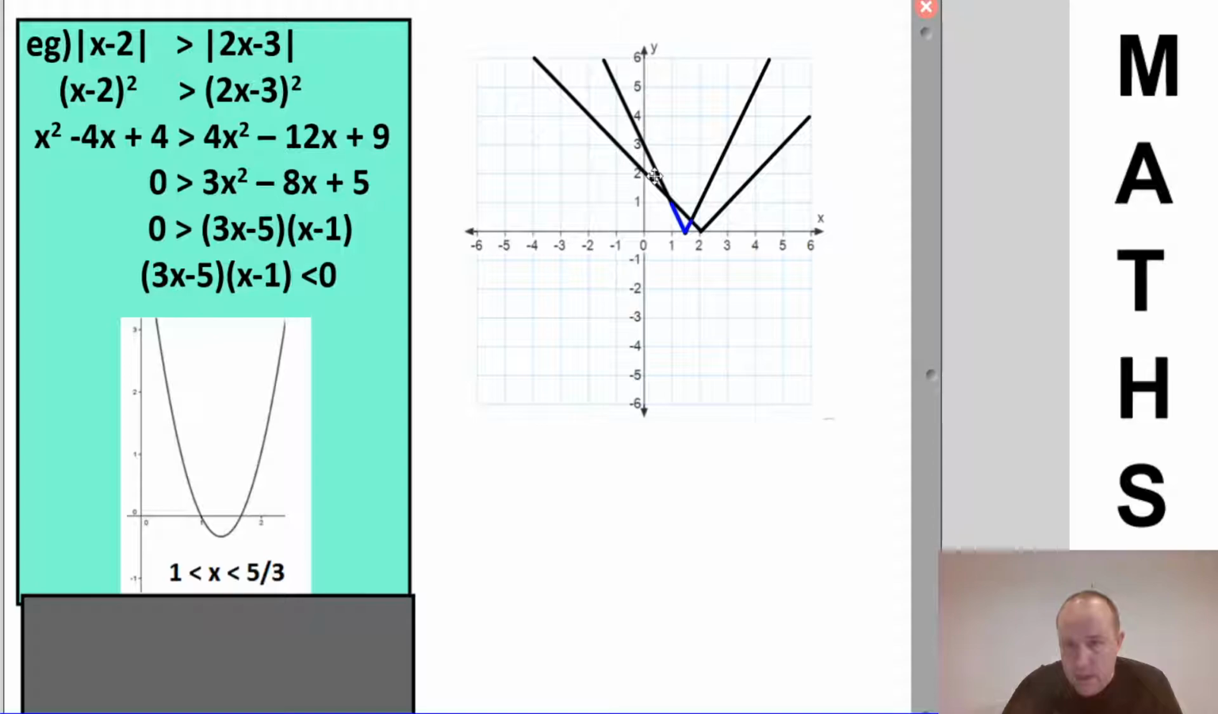So on this point here, you can see that this part of the graph is higher than this part of the graph. So it is certainly between those two numbers. It's not here, because if I look at this point here, you'll notice that the other function is higher. And the same on this side of the graph as well. You'll notice that this point is lower than this point, but I'm only interested in points that are greater than.